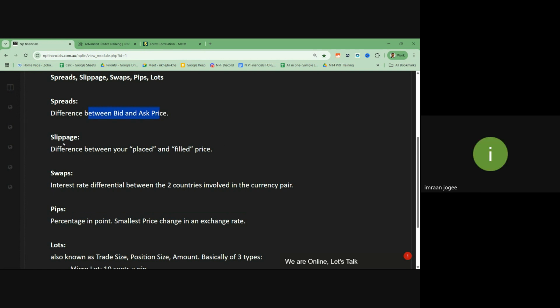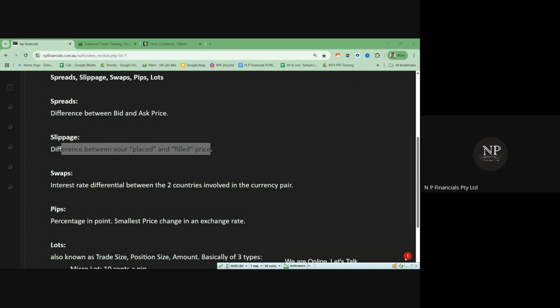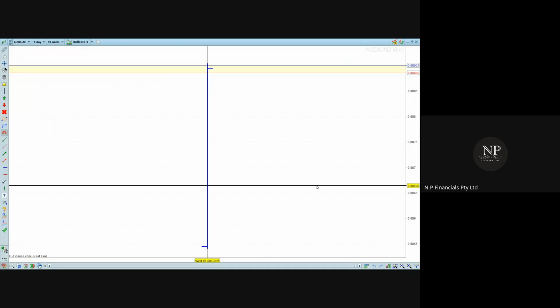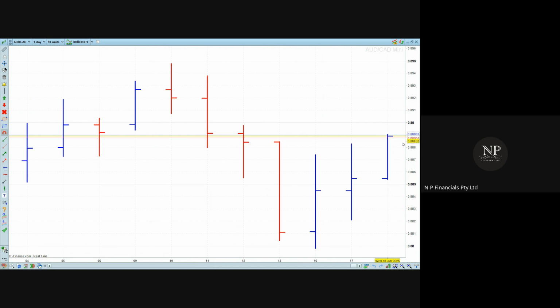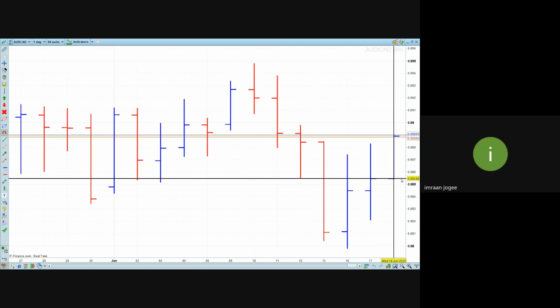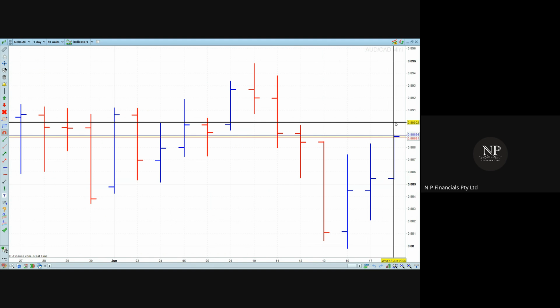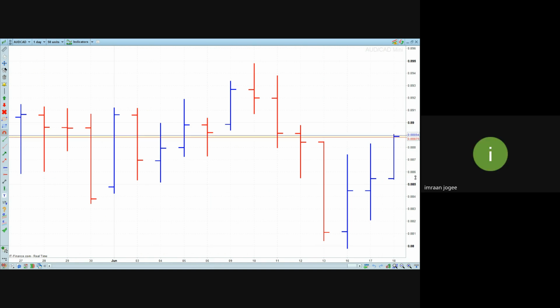And then slippage. Slippage is the difference between placed and filled price. Supposing you want to buy at 88.88, but the broker fills you at 89.00. That is slippage of 12 pips. Make sense? Yes, it makes sense.